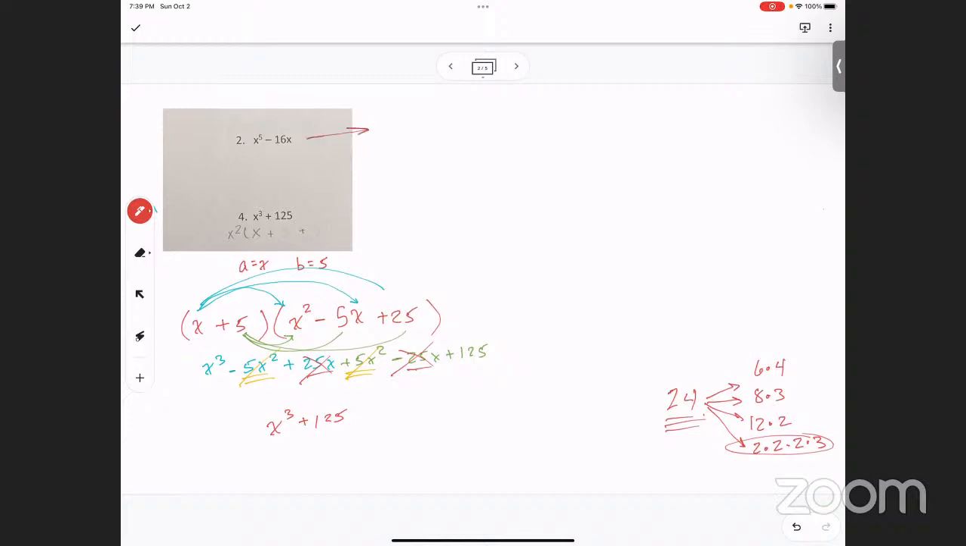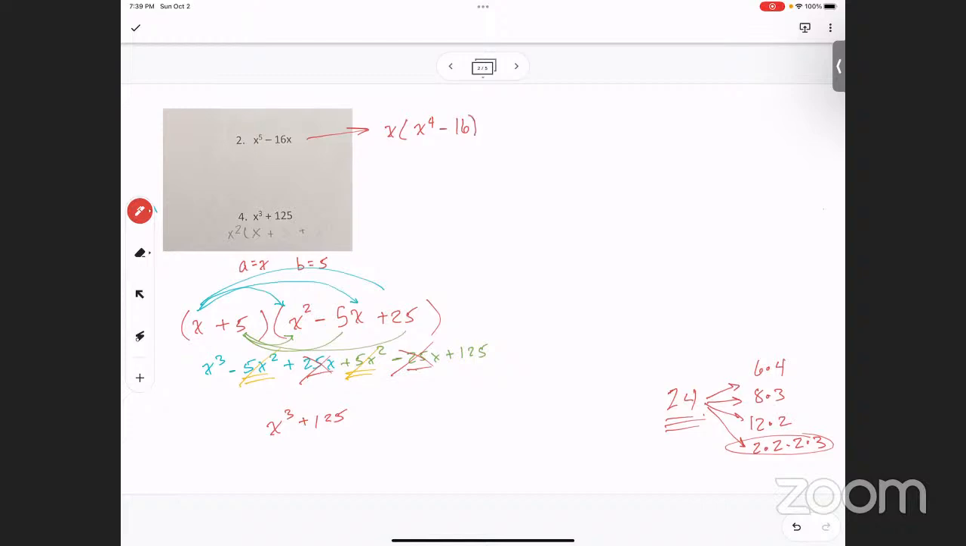All right, so this one up here, what would I take out first? An x. Good. And what would be left? x to the 4th minus 16. Not 16x, because you took an x out, just 16. Good. Don't forget that.